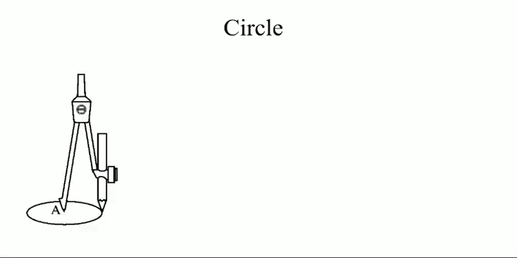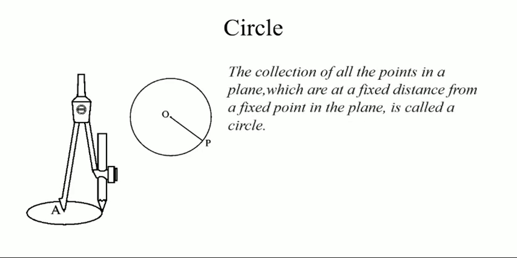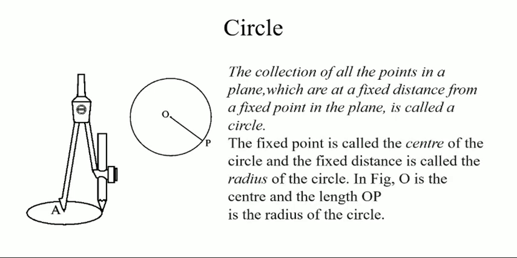Now dear cadets, what is a circle? Using a pencil, compass and paper you can draw a circle in this way. The collection of all points in a plane which are at a fixed distance from a fixed point in the plane is called a circle. The fixed point is called the center of the circle and the fixed distance is called the radius of the circle.